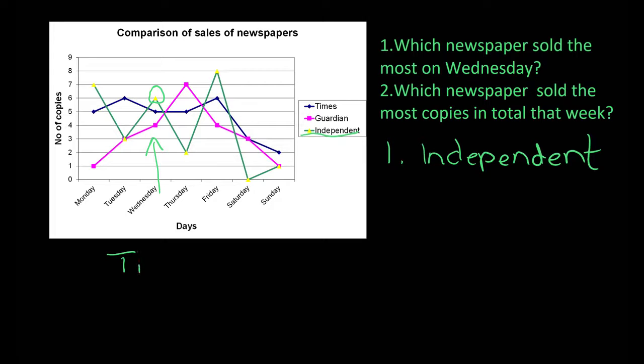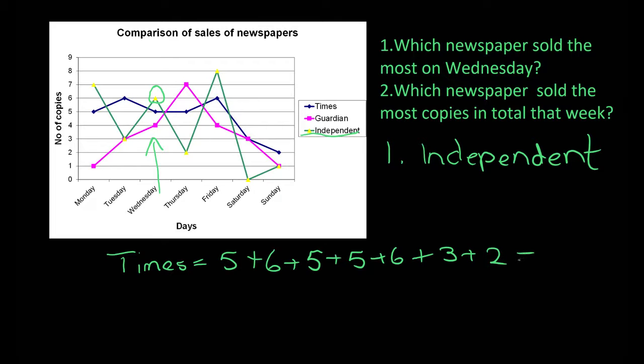We take the Times first of all. We can see that on Monday, blue line, look, so on Monday it was 5, on Tuesday it was 6, 5 and 5 and 6, 3 and 2. If you add all of those up together, we get 32.